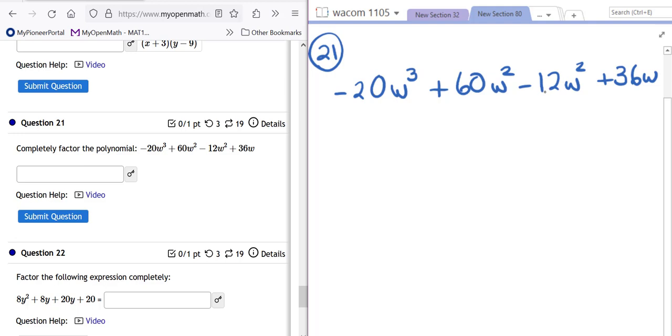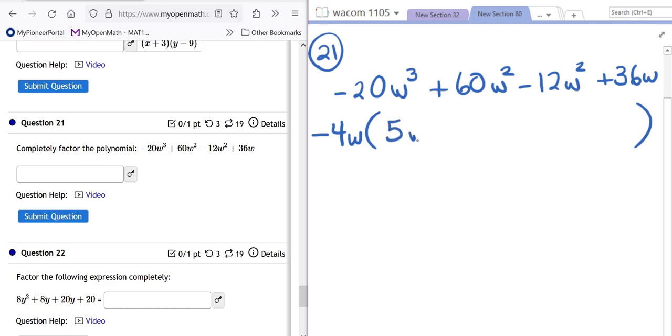All right, factors of 12. A 6 goes into 12, which would work for these three, but not for 20, so we can't use it. A 4 goes into 12. 4 goes into 20, 4 goes into 60, 4 goes into 36. So it is going to be a 4. We can choose a negative 4, and we'll choose W to the first. All right, that is a GCF.